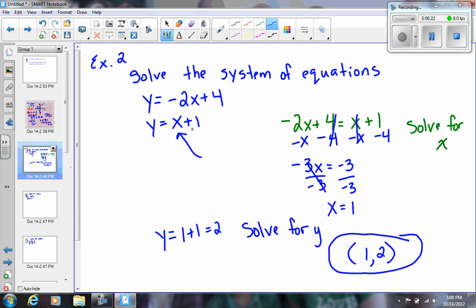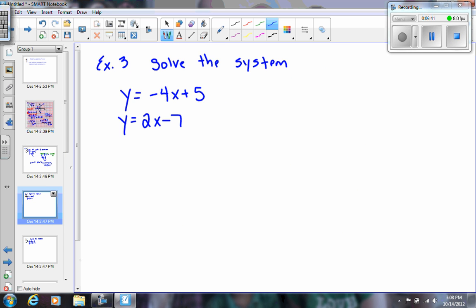What that means is, if I plug in the values x equals 1 and y equals 2, it makes both equations true at the same time. Also, if I graph these two equations, they will cross at the point 1, 2. If you want to, you can pause this and try this problem on your own, and then check back and I'll work out the solution.